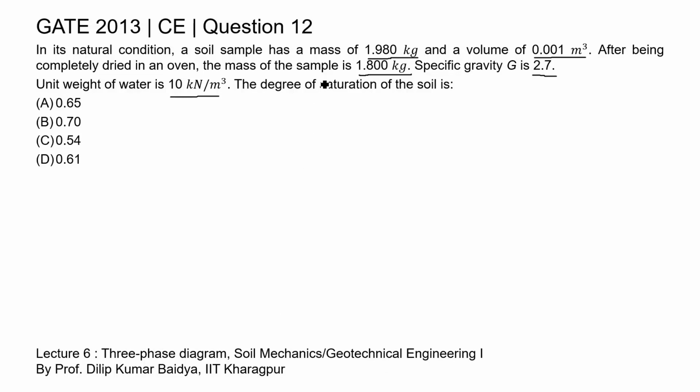So, degree of saturation is defined as the volume of water by volume of void. If it needs to be taken in percentage, multiply it by 100. So, this is degree of saturation in percent, the volume of water to the volume of void.